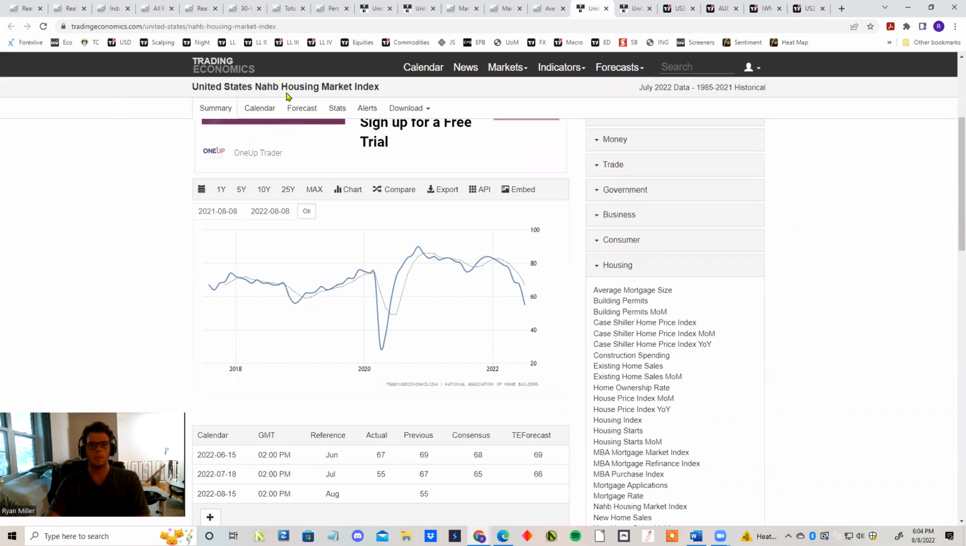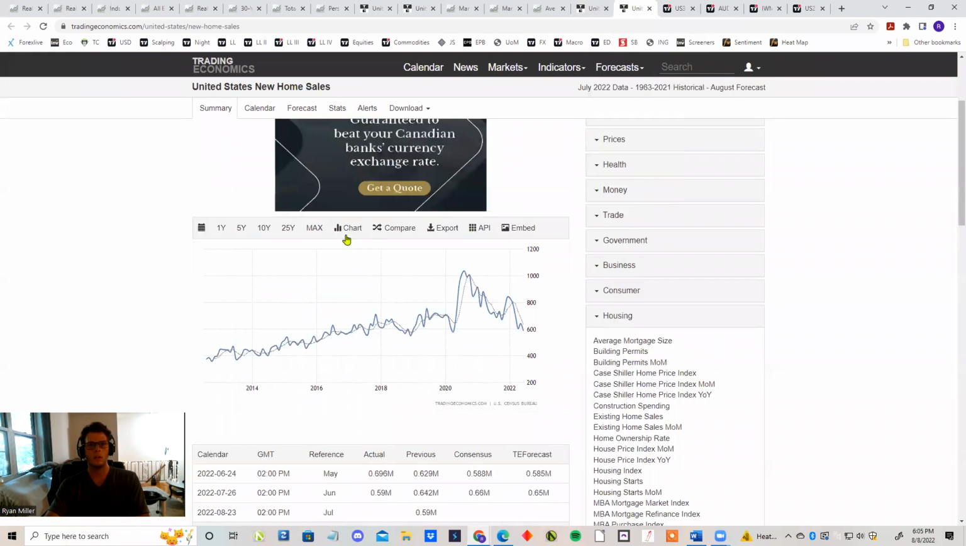Look at a couple pieces of housing data, because housing is very cyclical. NAHB housing market index just crossing to the downside in January of 2022, crossing its long-term average. New home sales, leading indicator. It slowed in, looks like, 2020. It peaked at the end of 2020, started to move down, had a bounce here at the end of 2021, and then started to roll over again in the beginning of 2022.